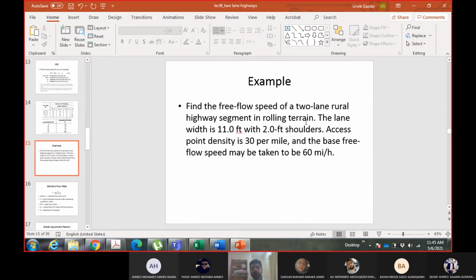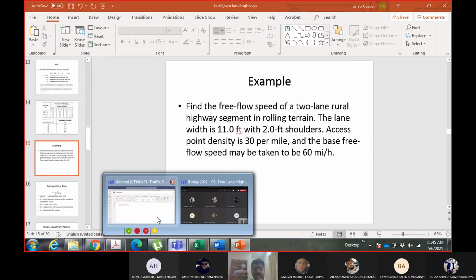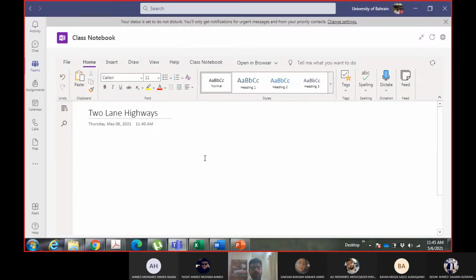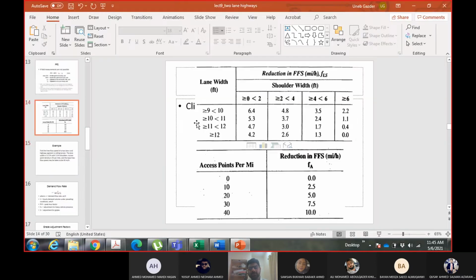Let us look at a very simple problem. We have to find the free flow speed for a two-lane rural highway in rolling terrain. Lane width is 11 feet, shoulder width 2 feet, access point density 30 per mile. Base free flow speed is 60. I'm trying to calculate the free flow speed here. The speed equals the base value, which is 60, minus the two adjustment factors.